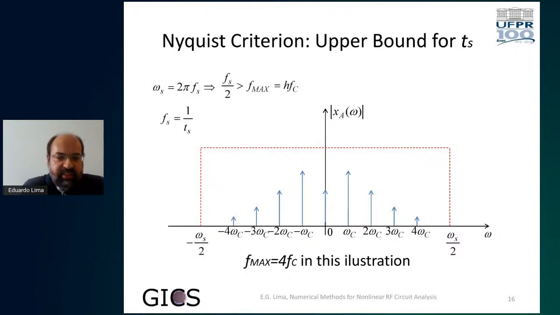In transient analysis, there is a superior bound for the value of the time step. This superior bound is given by the Nyquist criterion. In particular, the sampling frequency, Fs, which is the inverse of the time step, Ts, must be set at least 2 times larger than the maximum frequency observed in voltages and currents. In this slide, it is shown an amplitude frequency response of a signal in which the harmonics of order larger than 4 are neglected. In this way, the maximum frequency is 4 times Fc, and so the sampling frequency must be set to at least 8 times the fundamental frequency Fc.